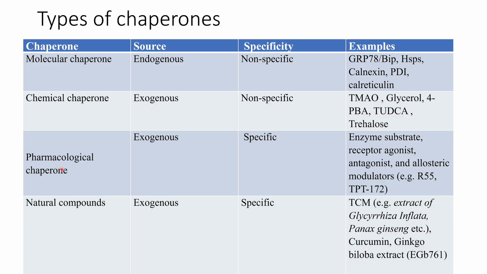These chaperones are molecules which are specifically designed to fold specific proteins, and there are many reports in the literature where natural compounds like ginkgo biloba and curcumin are also found to have the ability for enhancing protein folding, and they seem to be quite specific, as these extracts like TCM bind specifically to some particular proteins.